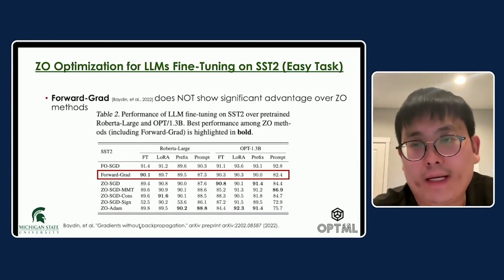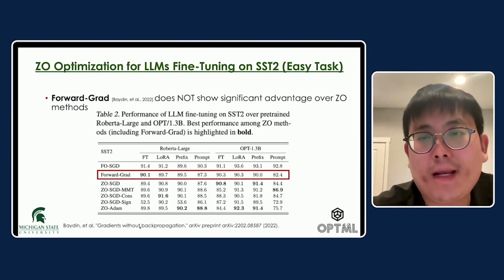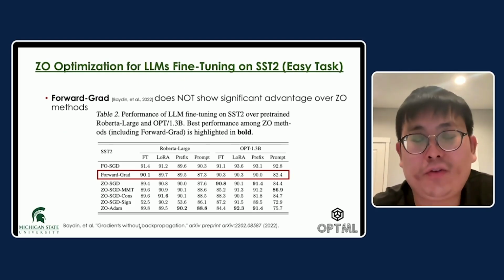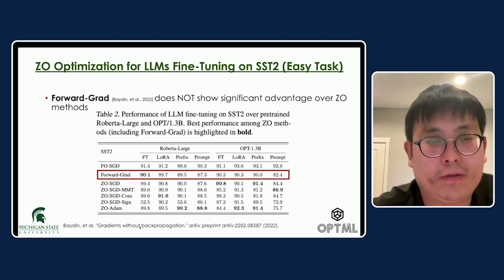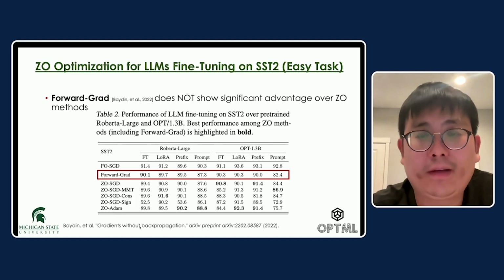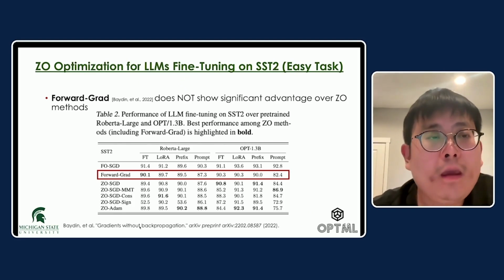Therefore, it's not a difficult task. Considering this downstream task is SST-2, it even becomes simpler. So therefore, forward gradient does not show promise compared to the zero-order method. And later on, I will also show that forward gradient is also not memory efficient compared to the zero-order method.